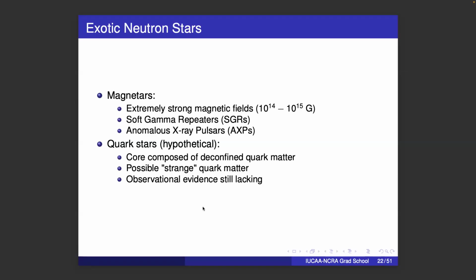Anomalous X-ray pulsars. Okay, so these are again things whose X-ray emission can change over time and so on. So these are a different category. And it is also hypothesized that quark stars may exist. The core is composed of some kind of quark matter, possibly strange quark matter, but there is no real observational evidence for the existence of these kinds of quark stars.